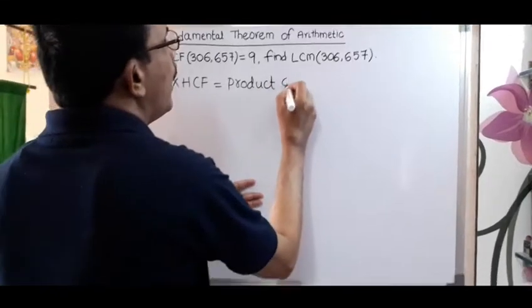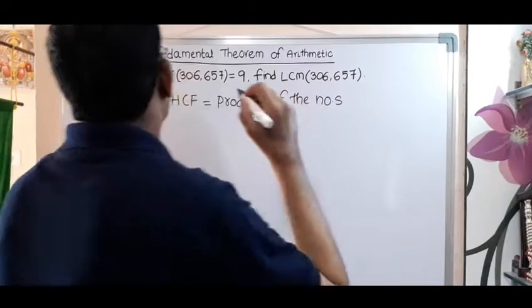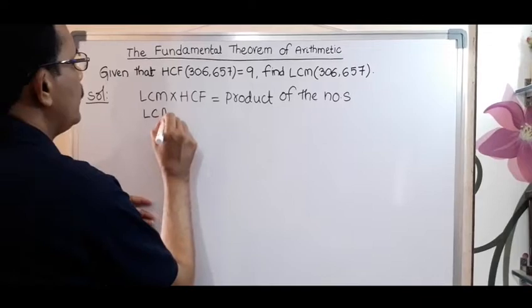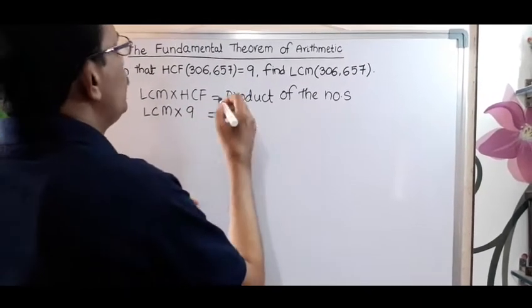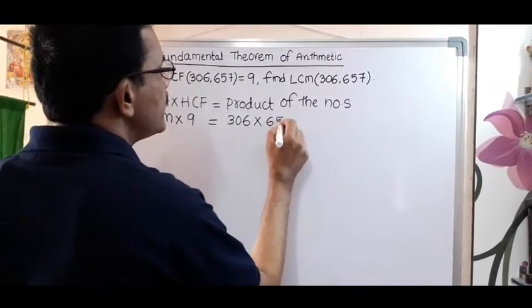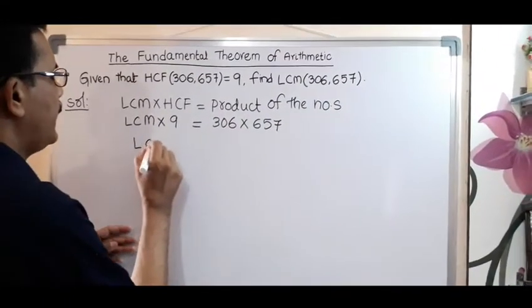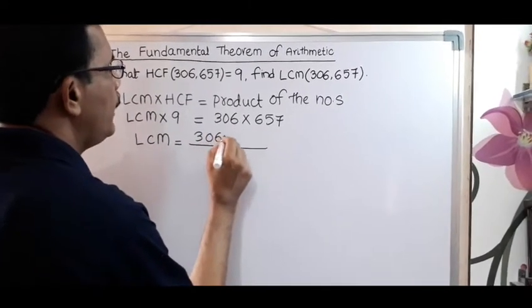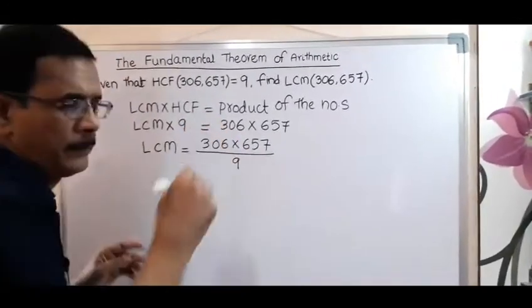Product of the numbers. Here HCF is given as 9. We don't know the LCM. So LCM into 9 is equal to the product of the two numbers, 306 and 657, which implies LCM is equal to 306 into 657 by 9.